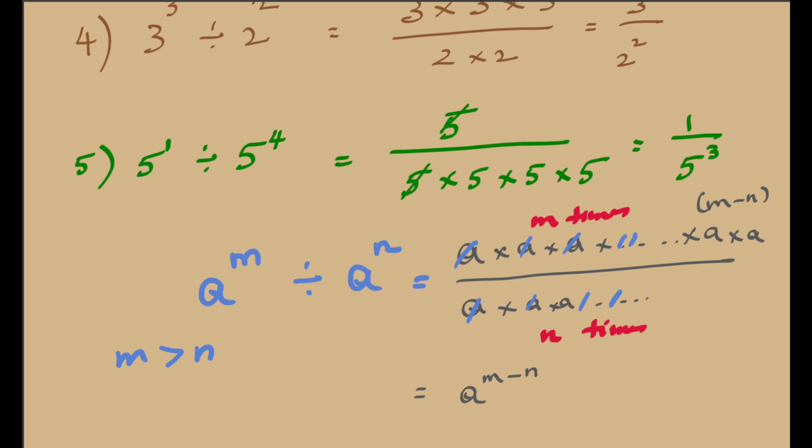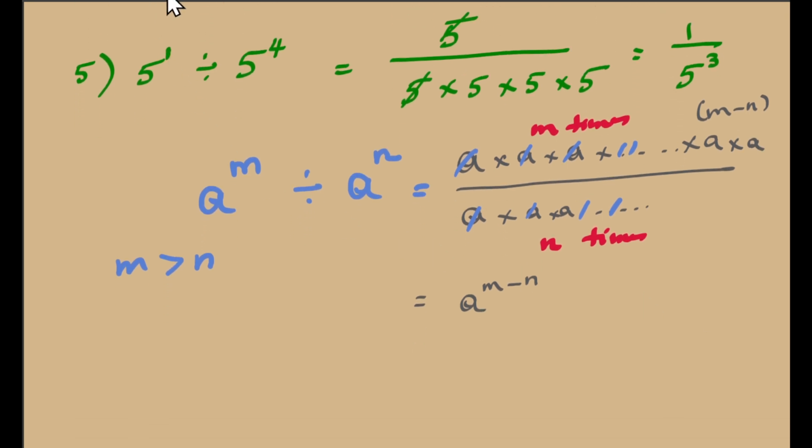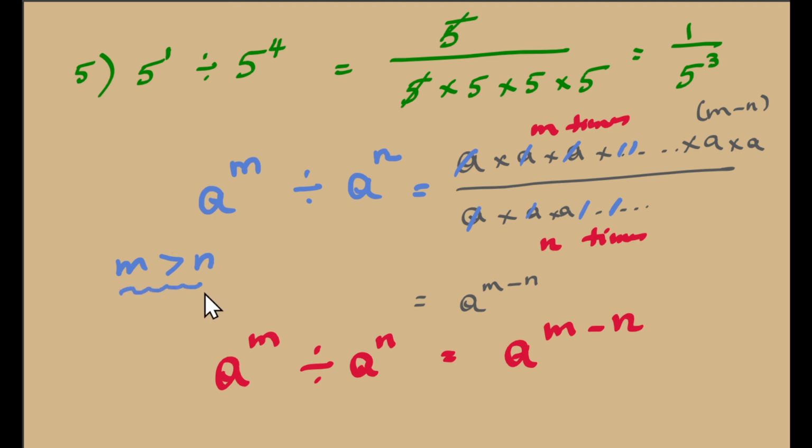Now what is the rule which we have arrived at? Let me write it in red. A raised to the power m divided by a raised to the power n is equal to a raised to the power m minus n. But keep in mind that we assumed m is greater than n. It doesn't mean that it does not hold good for m is equal to n or m is less than n. We'll just revisit these examples and talk about this issue later, right?